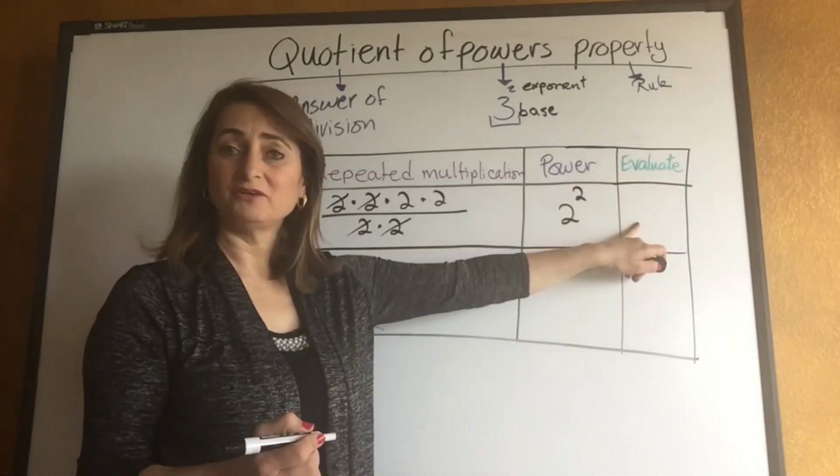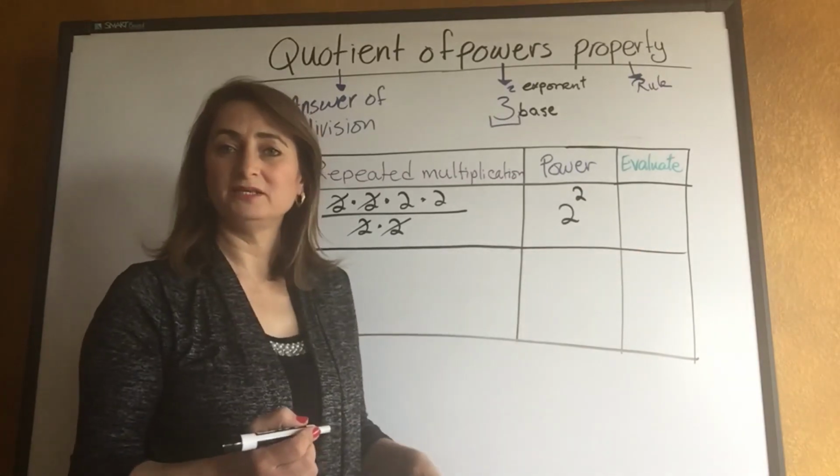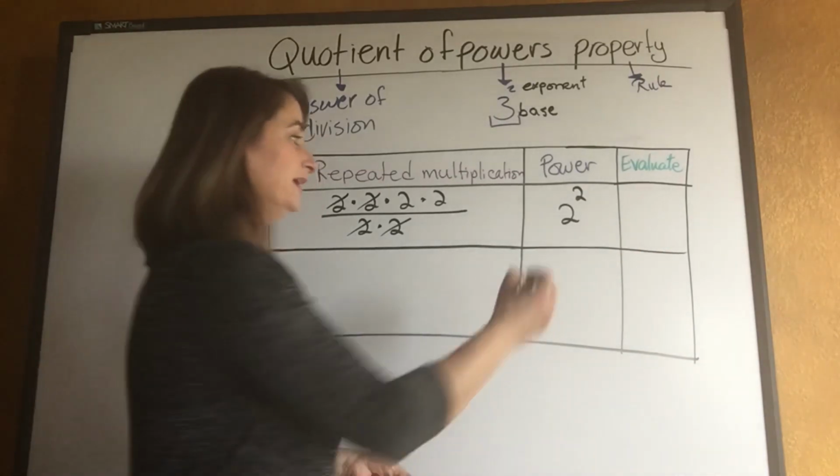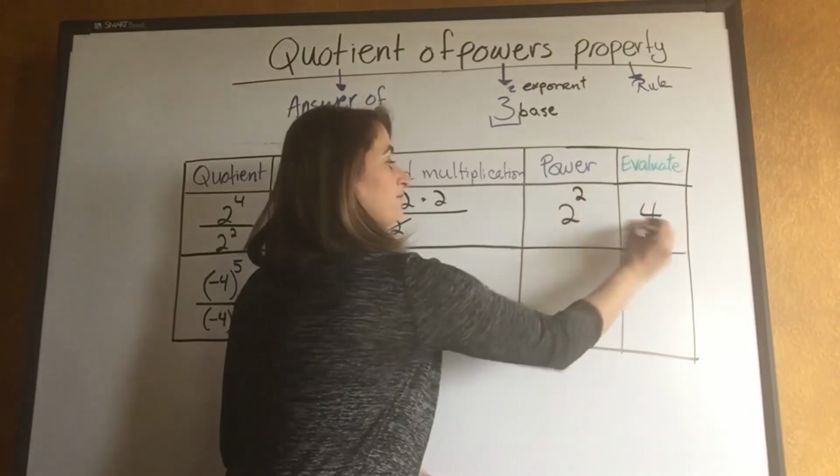If they ask you to evaluate, that means 2 to the power of 2. What does that equal? Where would I put that on a number line? It's 2 times 2, which is 4.